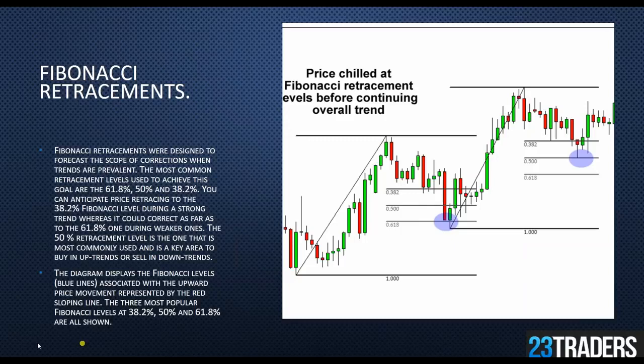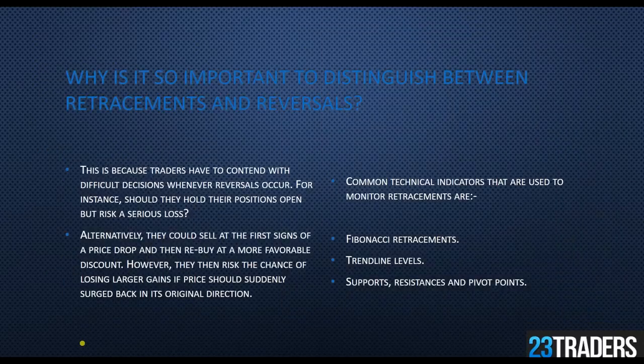Now next month we have a class on Fibonacci retracements, and we'll teach you how to put them on charts. But why do they work, and why is it important to distinguish between retracements and reversals? This is because traders have to contend with difficult decisions whenever reversals occur. For instance, should they hold their position open, but risk a serious loss because the price is moving against them?